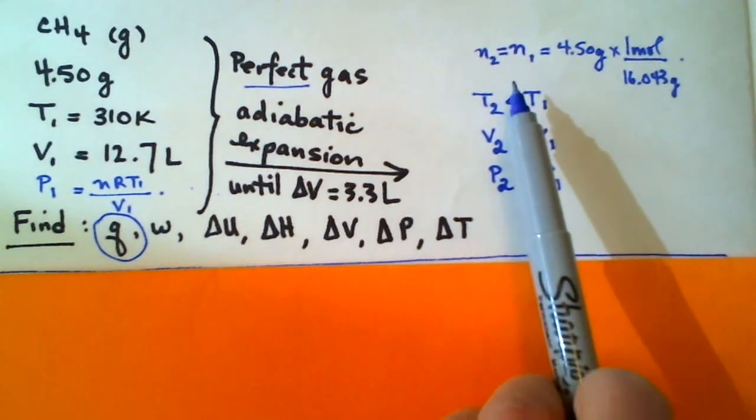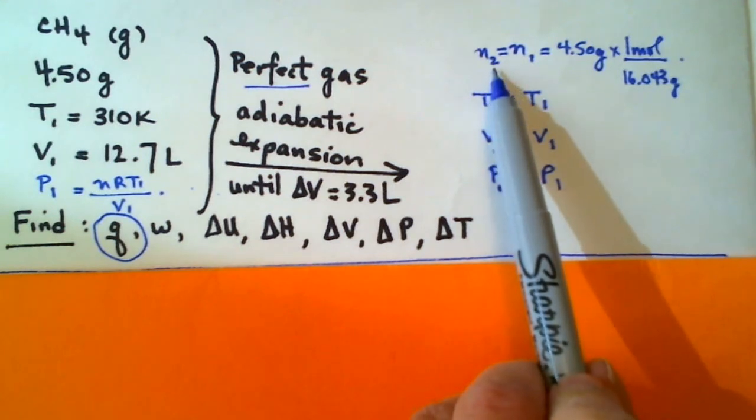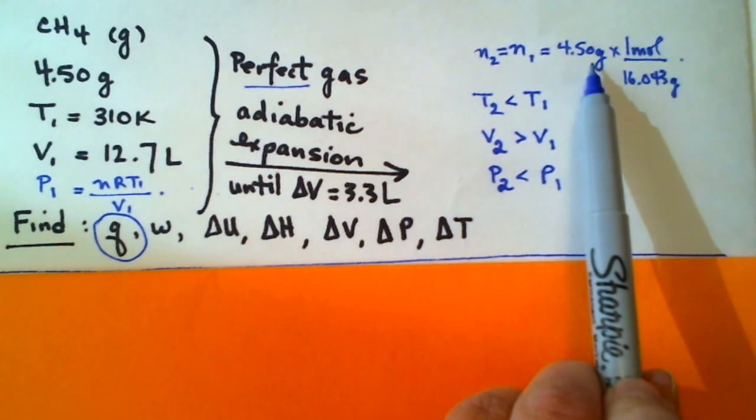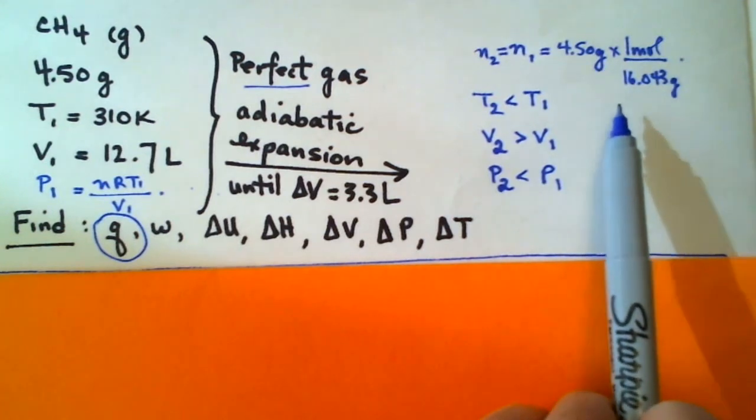It is a closed system. That's always our assumption unless told otherwise. And so n2 is equal to n1. I'm given the mass, and I know the identity as methane, so I can determine the number of moles like this, using the molar mass.